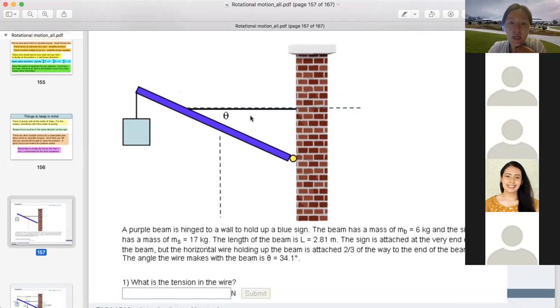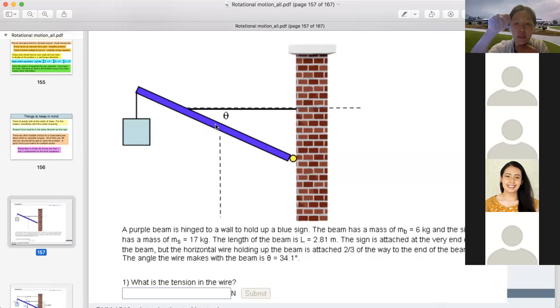It would be L times cosine theta. Very good, Rosali. It is L times cosine theta. That is one lever arm for the weight of the sign. Very good. Now, likewise, you can see the second lever arm we can put on would be the lever arm for the weight of the beam.